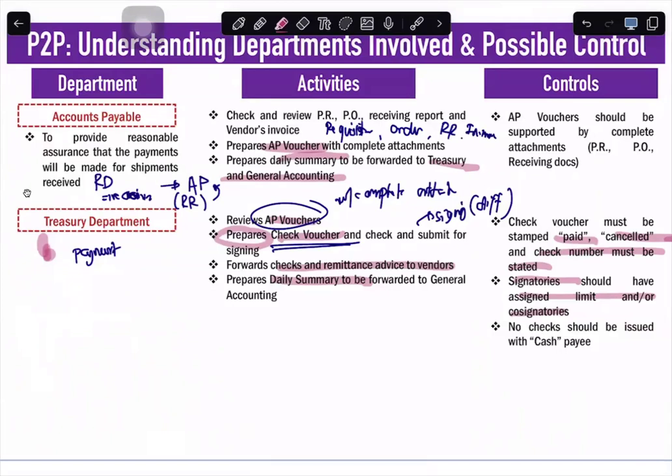At the same time, no checks should be issued with cash pay. Why is it that there should be no check with cash pay? Because if that is cash pay, it could be easily encashed. Whereas if ever it is named towards the vendor, so for example, your vendor is ABC company, it should be named to ABC company because it is only the ABC company who could encash the check. Unlike if ever that is cash, anyone could encash the check. So another control is you place the name of your vendor or your payee because you don't want that your check can be encashed by any person.